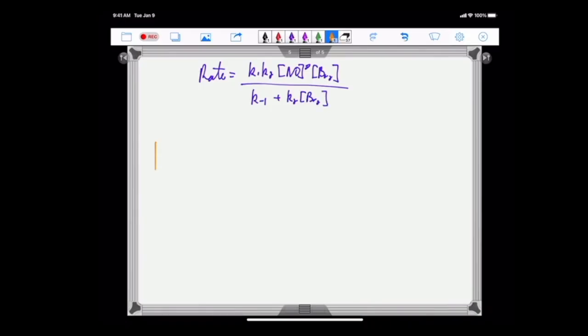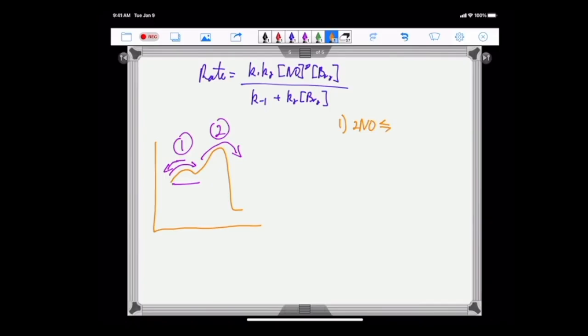Now if we had the opposite situation, let's say the first step is fast and the second step is slow. This is the case where we have a fast pre-equilibrium happening over here, and it's the second step that's the rate determining step. If we draw out our two equations we had before, the first step was 2NO reacting in equilibrium to make N2O2, and our second step, N2O2 plus Br2, gives us our products 2NOBr.